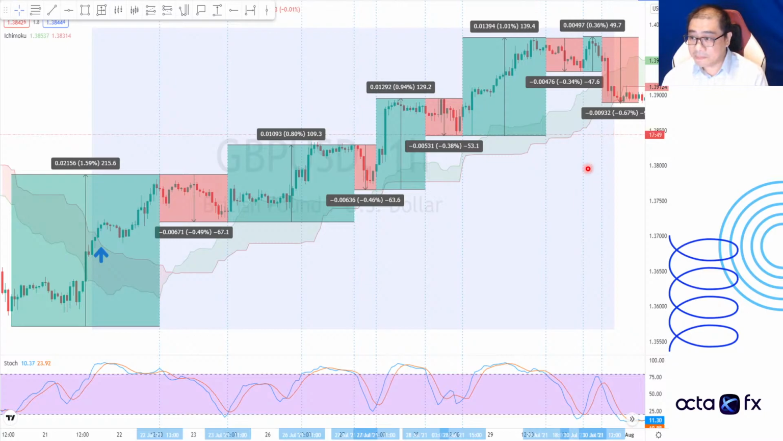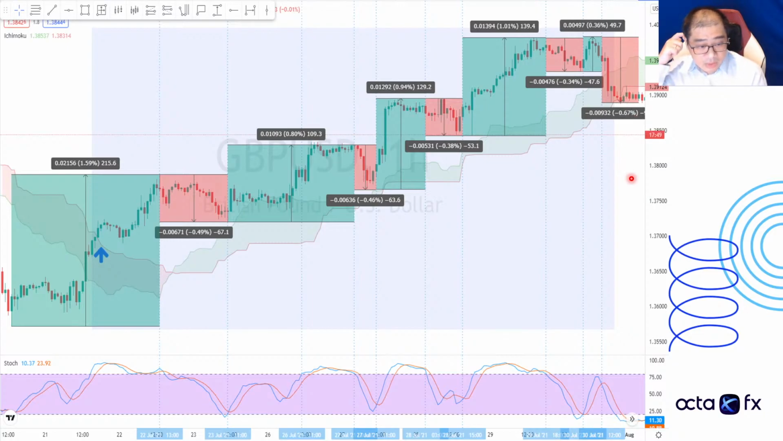But anyway, we start with stochastics above the 80 level, and that's where the uptrend starts. If you take a look at the end of the chart, it breaks a new low, and take a look at the stochastics. It's actually staying below 20, and that's where it transitioned to become a downtrend.